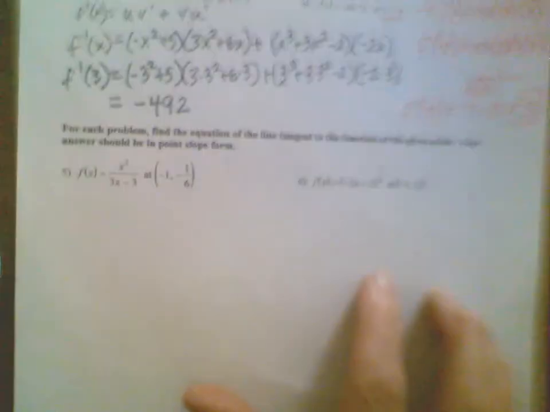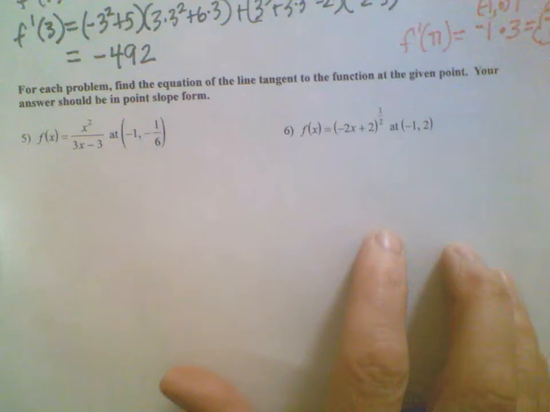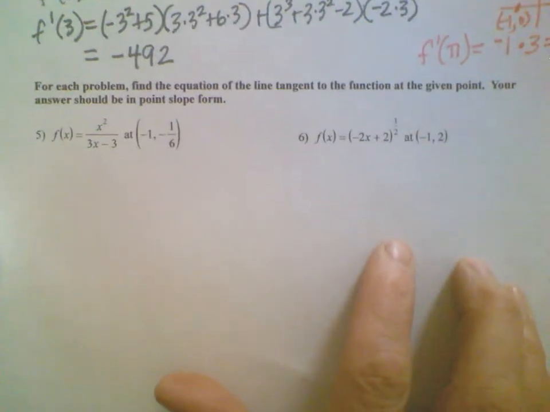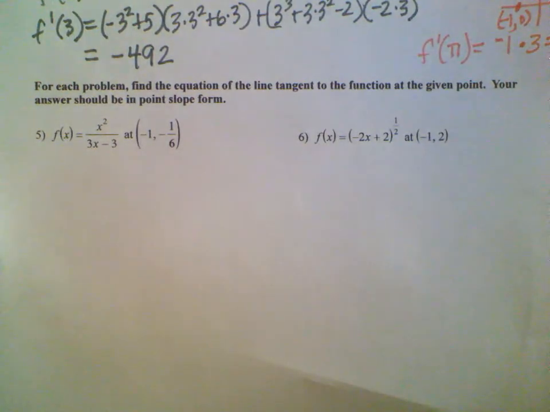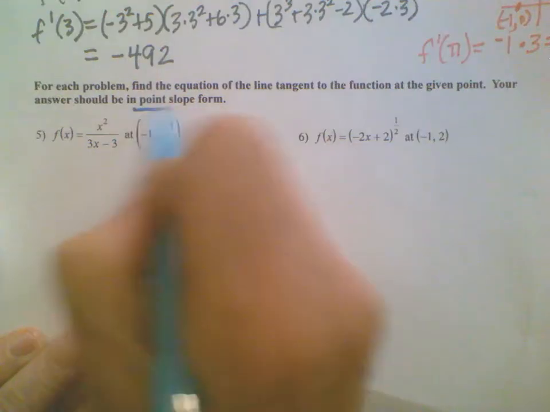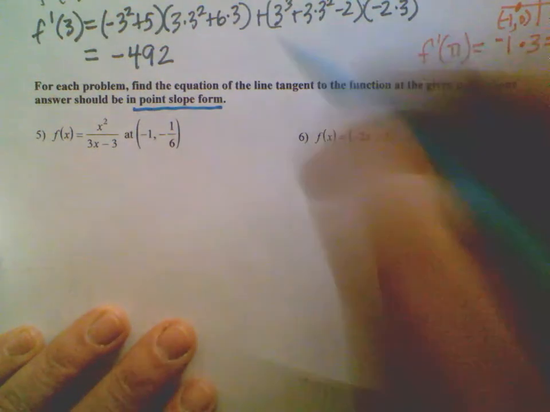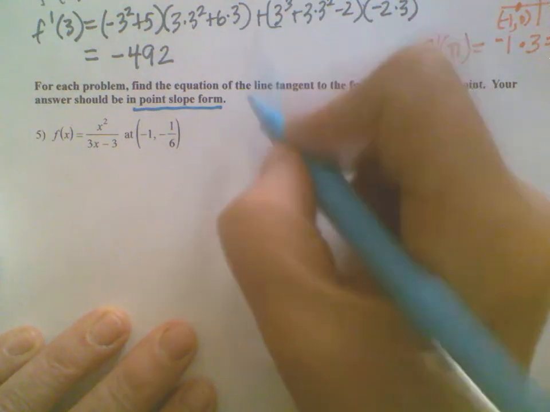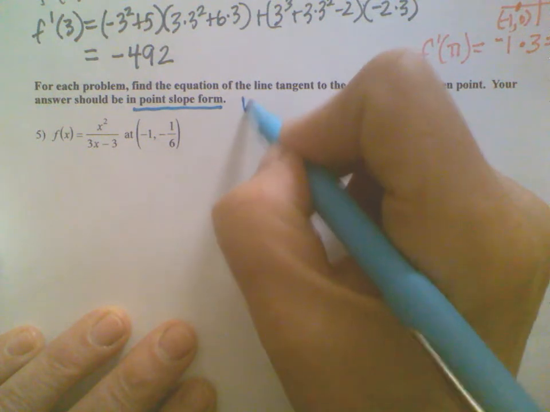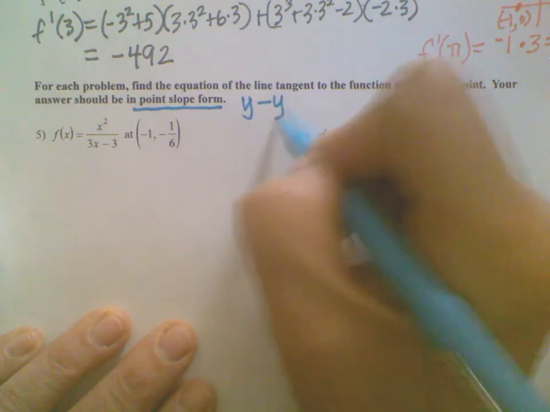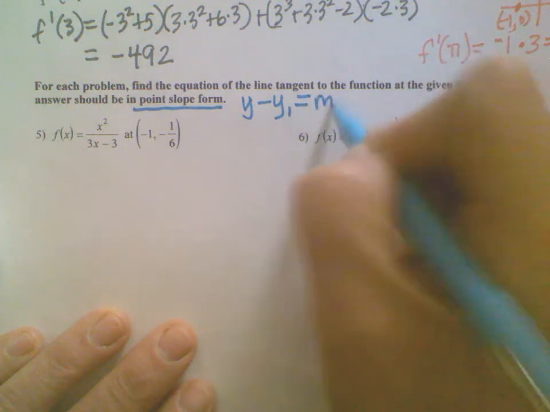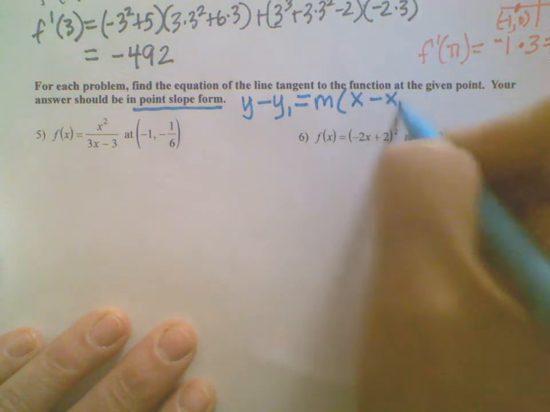We're going to finish those last two problems on the previous page, and those are taking it one step further. I am going to be writing the equation of the tangent line. There are different forms of an equation of a line: standard form, slope-intercept form, and point-slope form. This particular problem is asking us to put it in point-slope form, which is y minus y1 equals the slope times x minus x1.